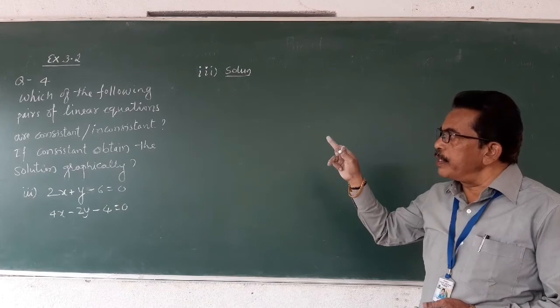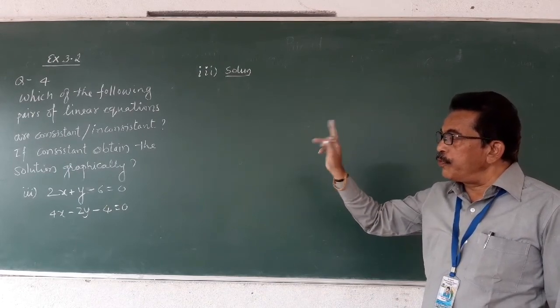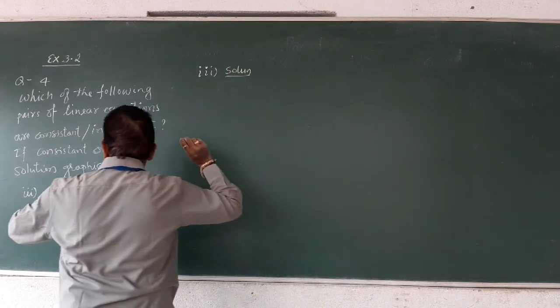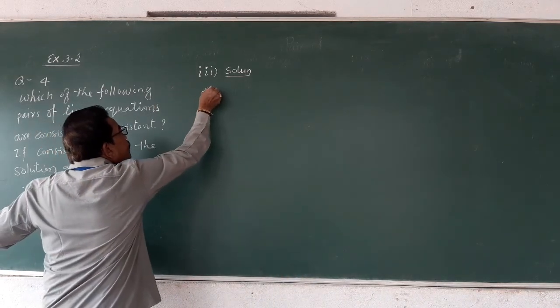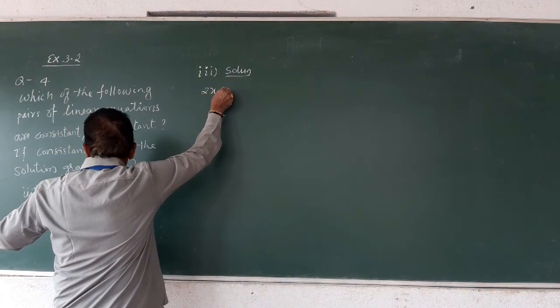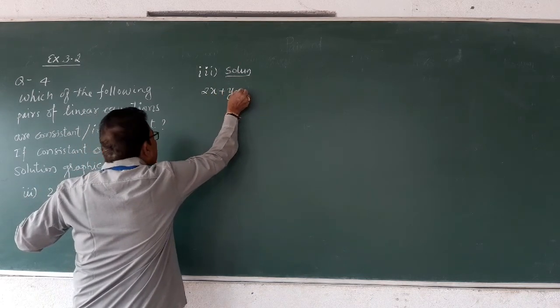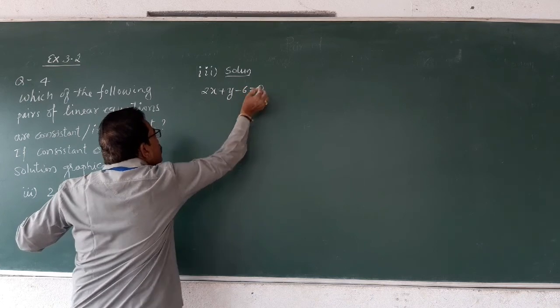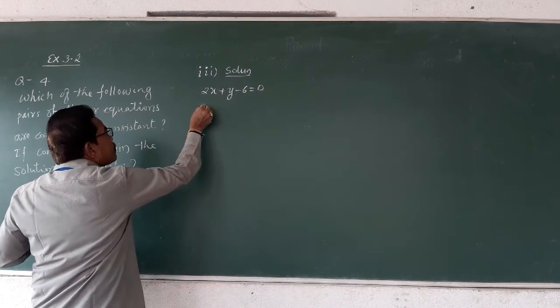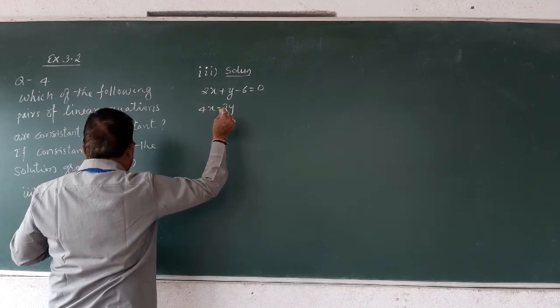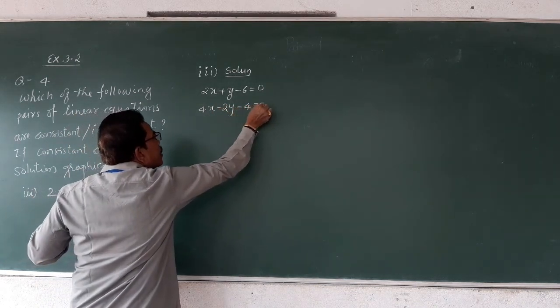See the third one. Question number 4. Fourth main, third question. 2x plus y minus 6 equals 0. 4x minus 2y minus 4 equals 0.